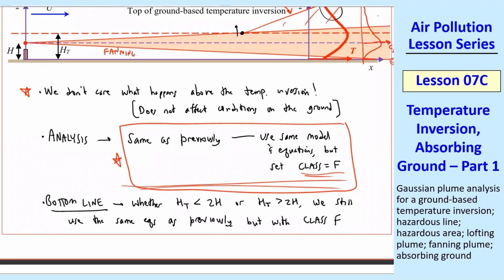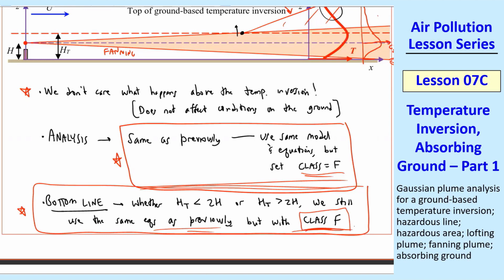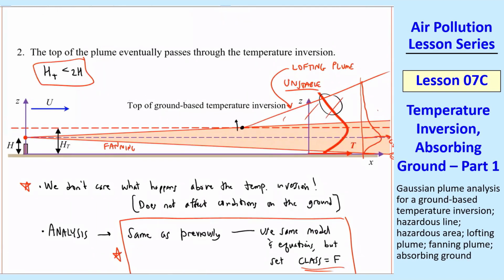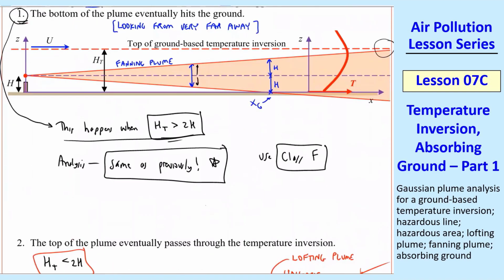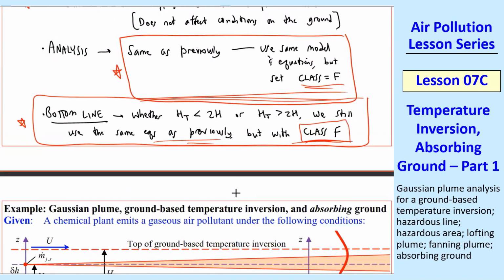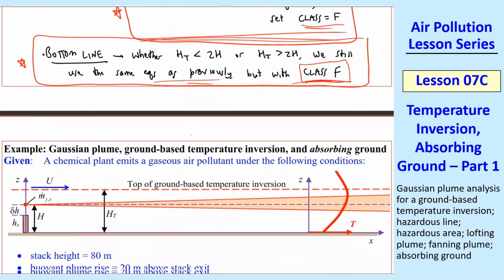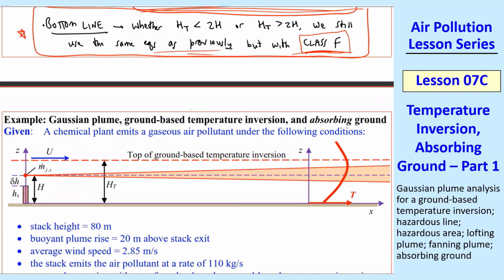So here's the bottom line. If we're concerned about concentrations at or near the ground, we still use the same equations as previously with class F. We'll always use class F when there's a temperature inversion, whether HT is less than 2H or greater than 2H. So either of these cases, these scenarios, far downwind, we're going to use class F and the same analysis as we did before. So let's do an example problem.